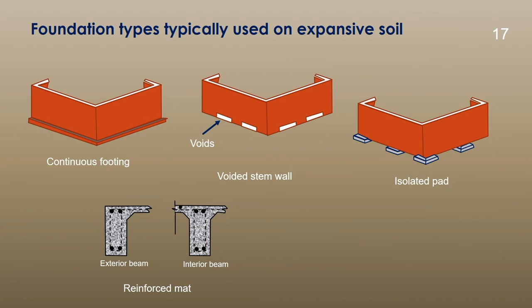There are different types of foundation which we can provide as a shallow foundation in an expansive soil. So, these are the continuous footing. In continuous footing also we can provide voids as I discussed in the previous slide. If we provide the voids, then the expansiveness behavior of the soil will occur only on this cavity portion. So, therefore, there will not be much impact of expansive behavior on this footing. We can go with the isolated pad. We need to provide different pads located at sufficient distance apart such that the effect of the swelling on this structure will be minimum. Or we can go with the reinforced mat.